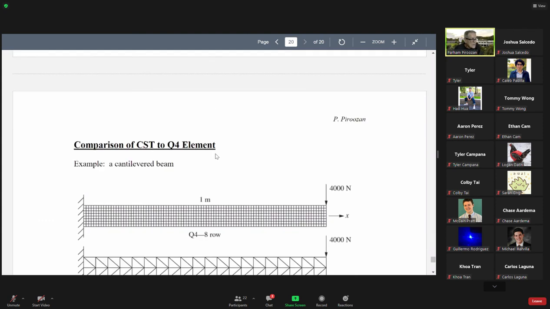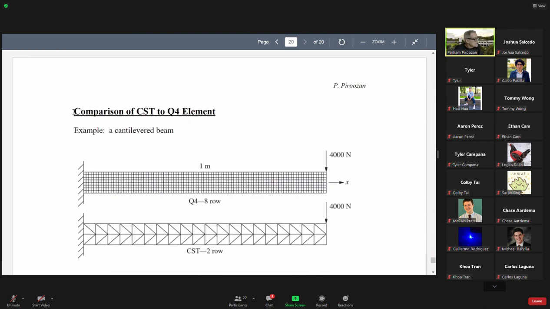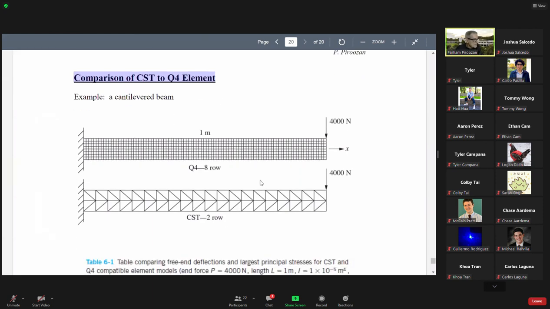Later, I want to show this page to you, comparing the triangular elements and rectangular elements. Very important discussion. I want you to participate in this discussion, ask questions and participate. But very important comparison here.